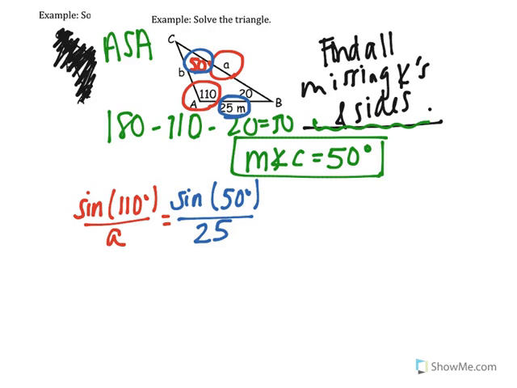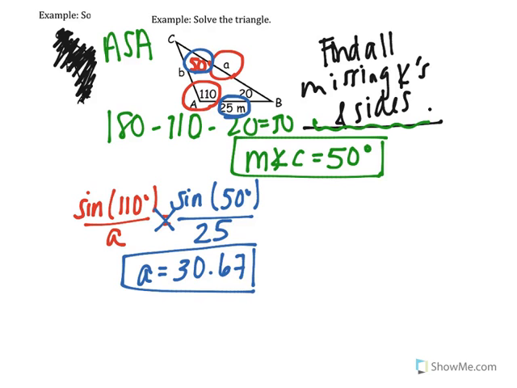Remember, you're only putting an angle into the sine function. We're going to cross multiply, solve. And if you solve that, you cross multiply, make sure you show your work, you'll get 30.67. Okay? So that's side A.